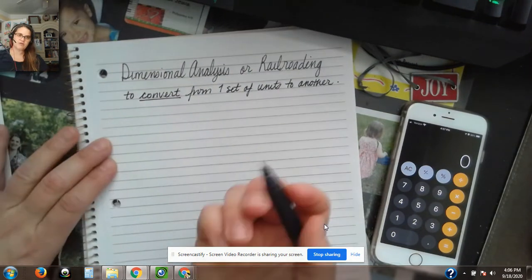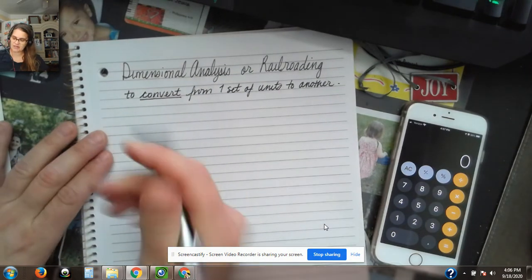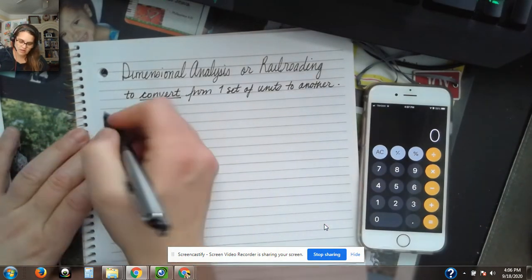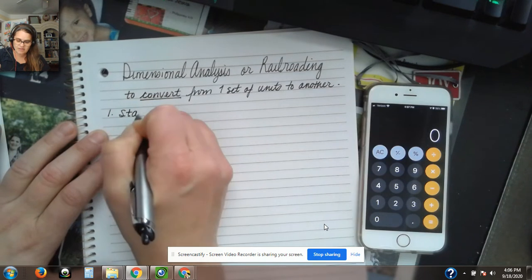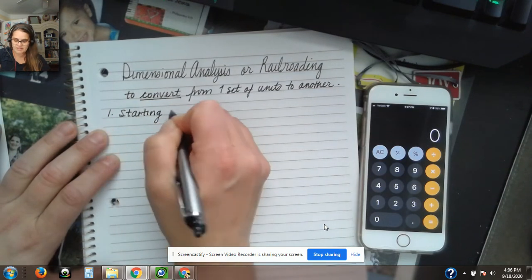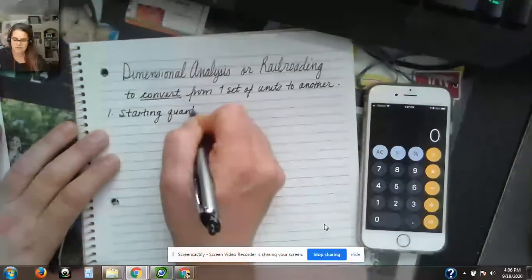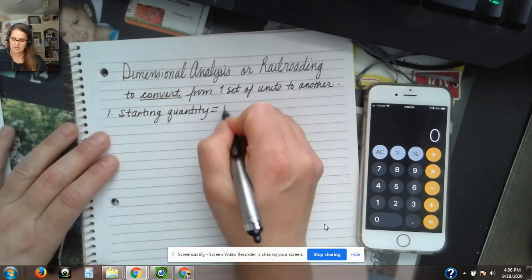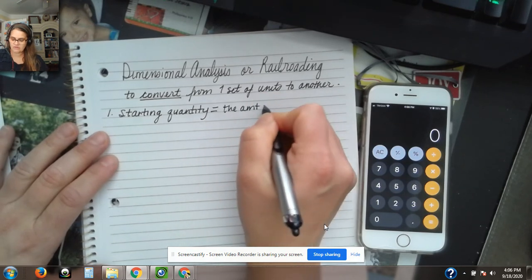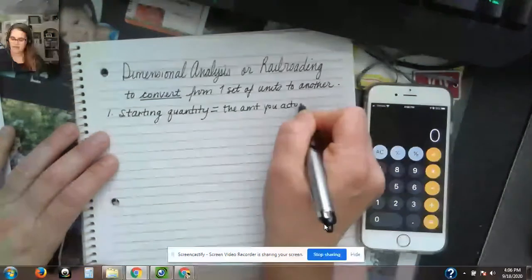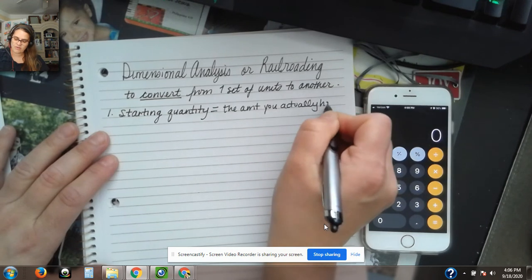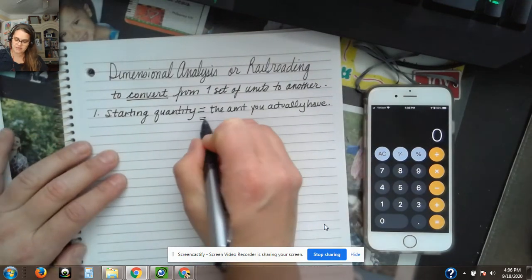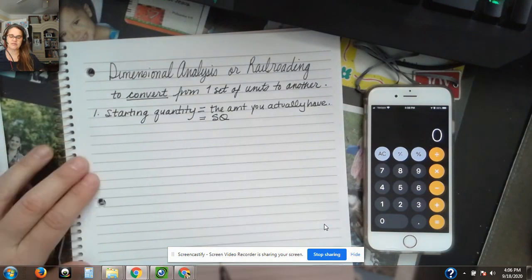Okay, two main things that you're going to need from your problem in order to make dimensional analysis work. Number one is called the starting quantity. And the starting quantity describes to us what you actually have. So it is the amount you actually have or the amount that's given in the problem. And we're going to use the abbreviation SQ for starting quantity.